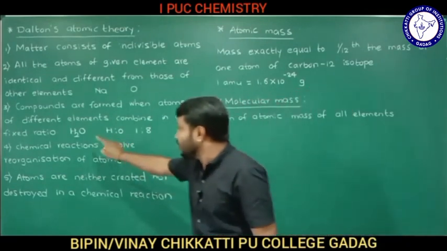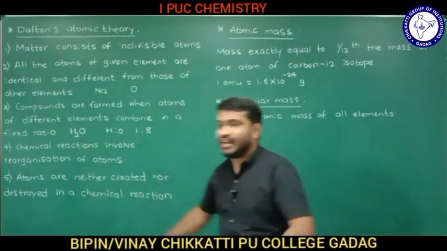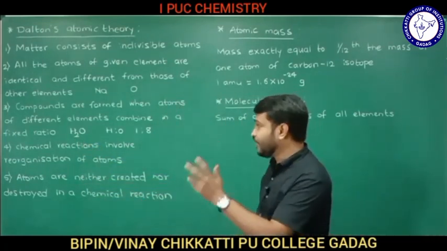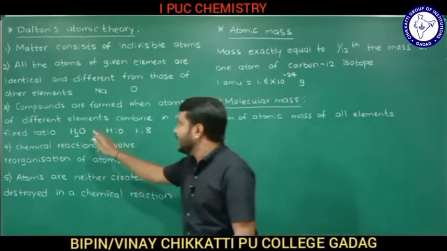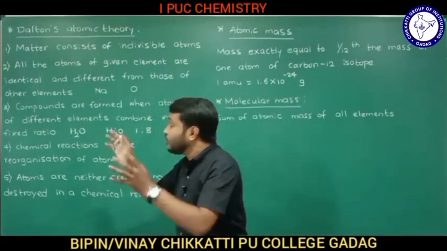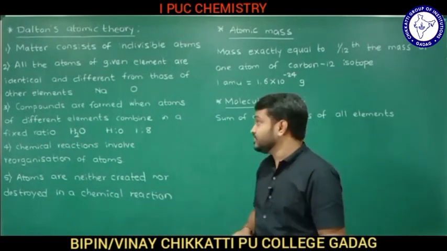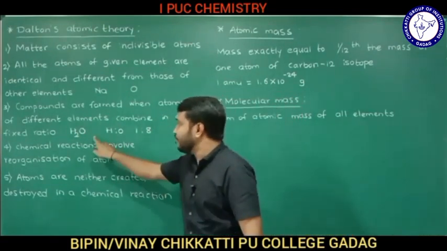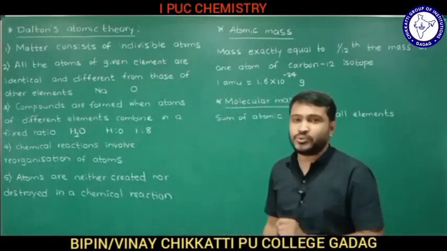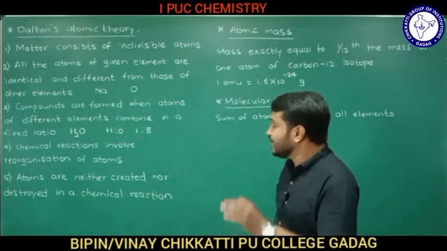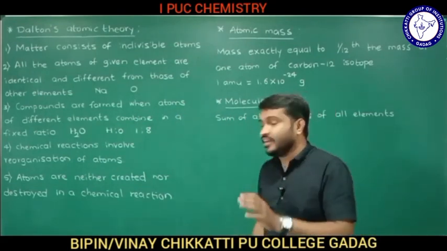So water is a compound. Remember, in a compound we have more than one element. In this case we have two elements, hydrogen and oxygen, and they combine and you get a compound. But remember, according to the law of definite proportions, the elements have to combine in a fixed ratio. In this example the ratio is 1:8. So the statement is: compounds are formed when atoms of different elements combine in a fixed ratio.